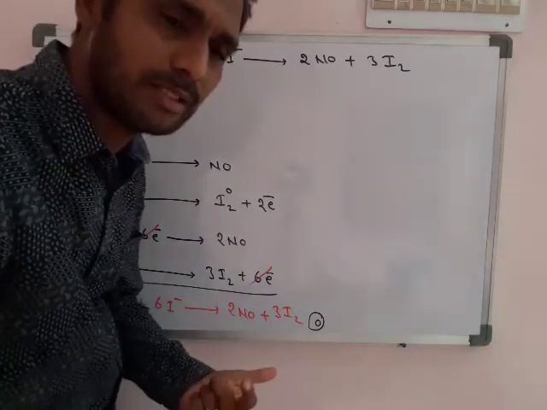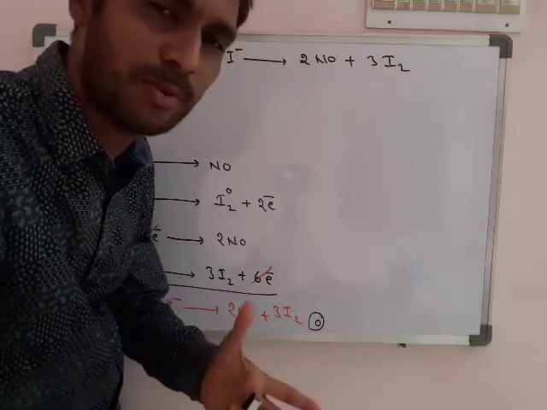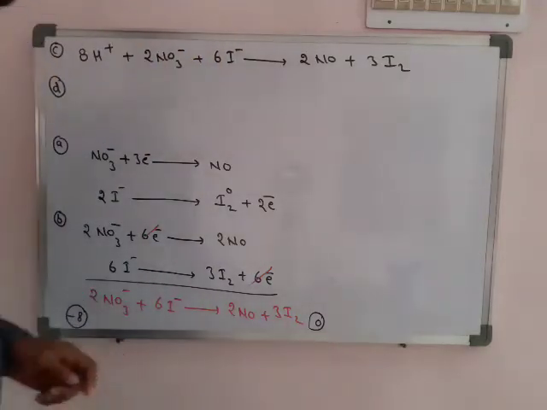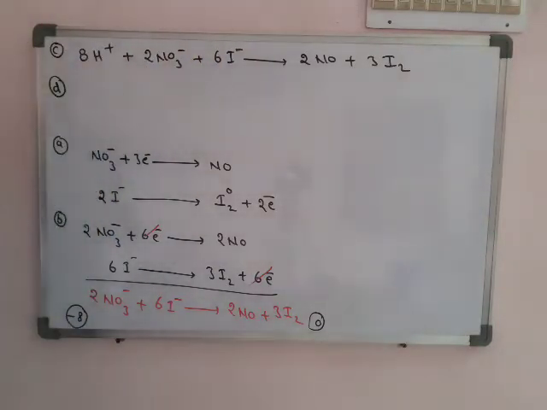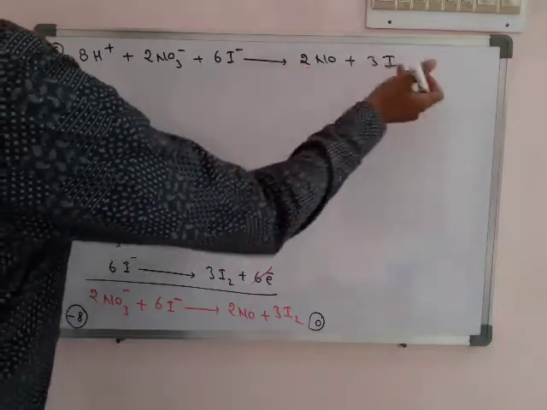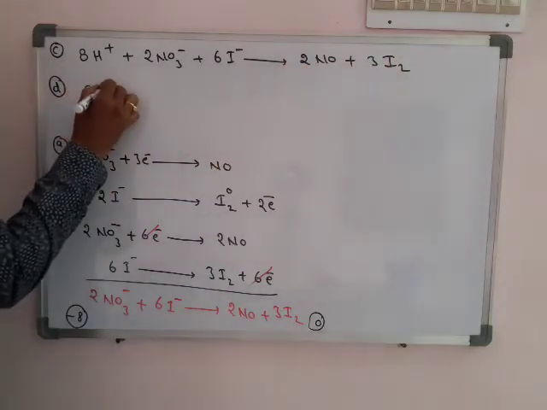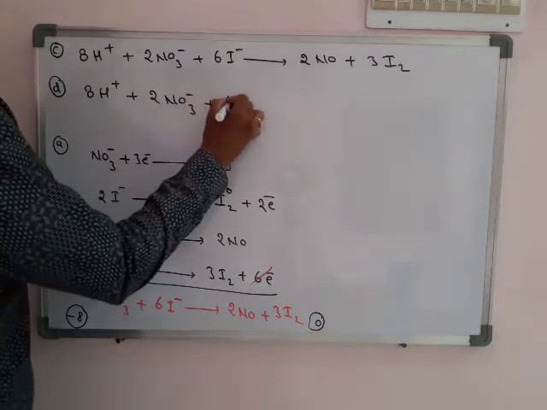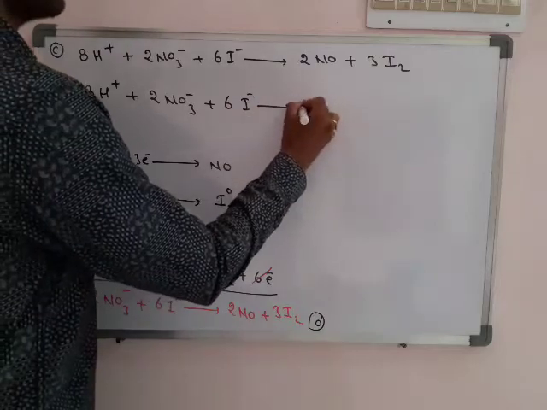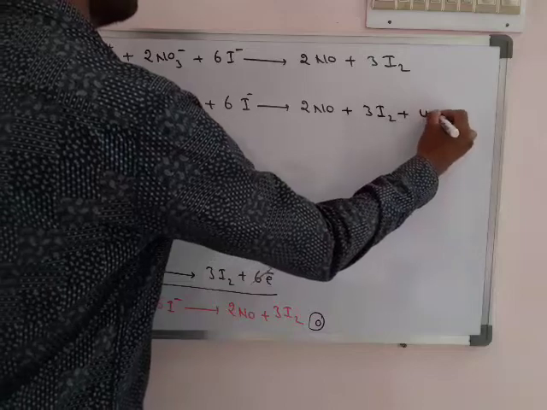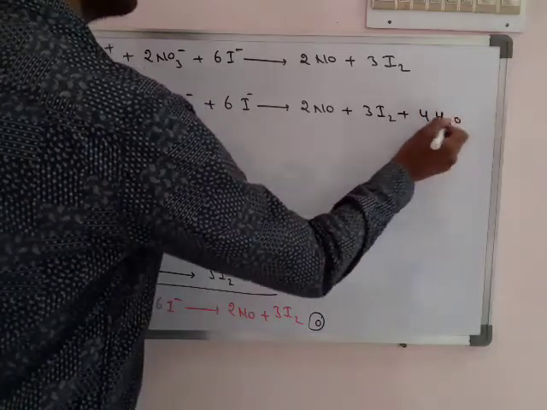In the oxidation number method, to balance oxygen we add the proper number of H2O molecules where the oxygens are less. See here how many oxygens? There are 6 oxygens present at the left side. Here only 2 oxygens are there. So we have to add 4 H2Os. So that is 6 minus 2 gives 4. 2NO plus 3I2 plus 4H2O. So 4 oxygens, so we add 4 H2Os.